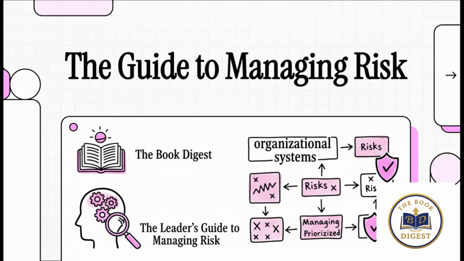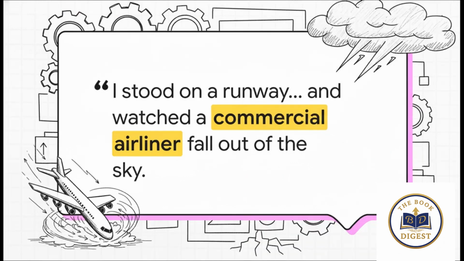So the book kicks off with this absolutely harrowing, real-life moment. The author is standing on a runway, and he watches a commercial airliner literally fall out of the sky. This was Delta Flight 191, and it was brought down by a microburst, a violent, completely invisible downdraft of wind. Over 100 people died, all because the pilots were flying blind into a danger they simply could not see.